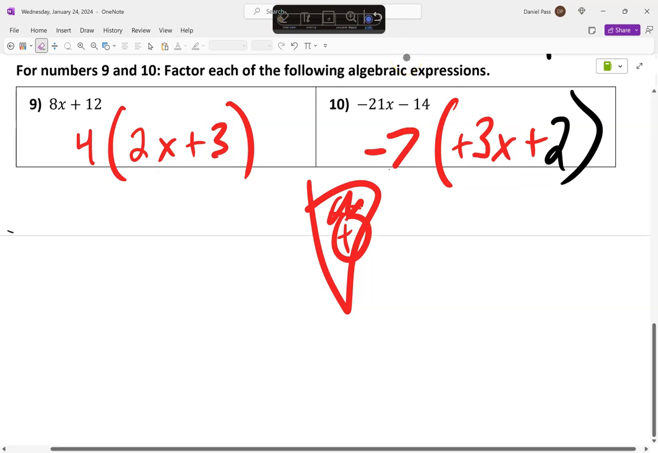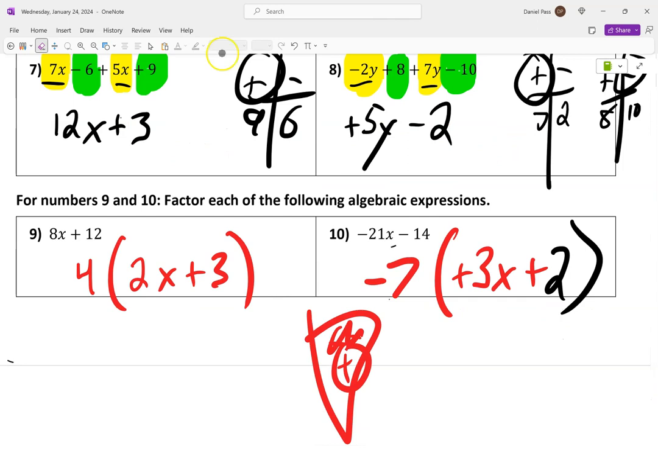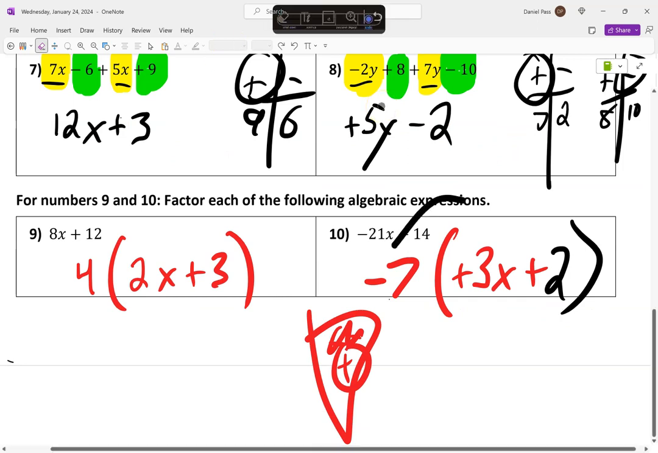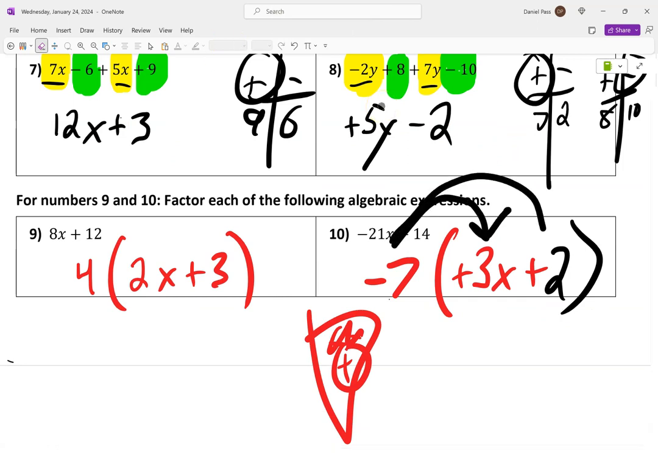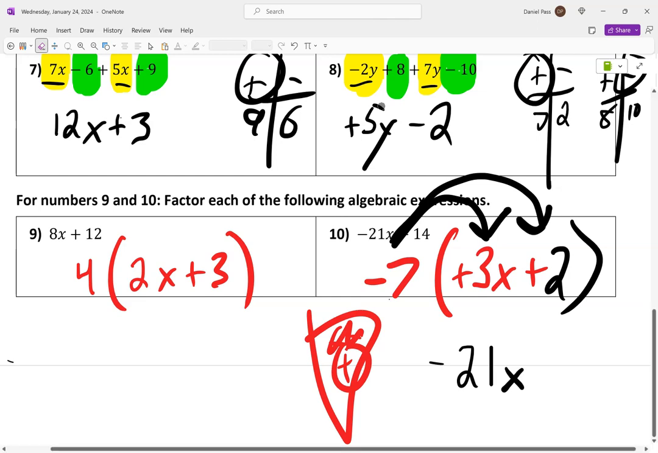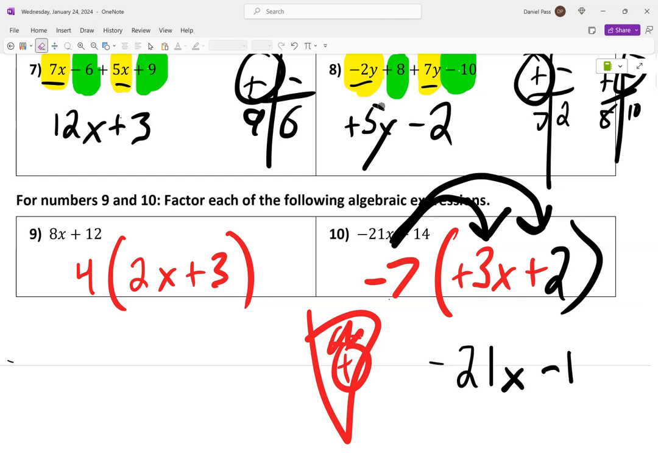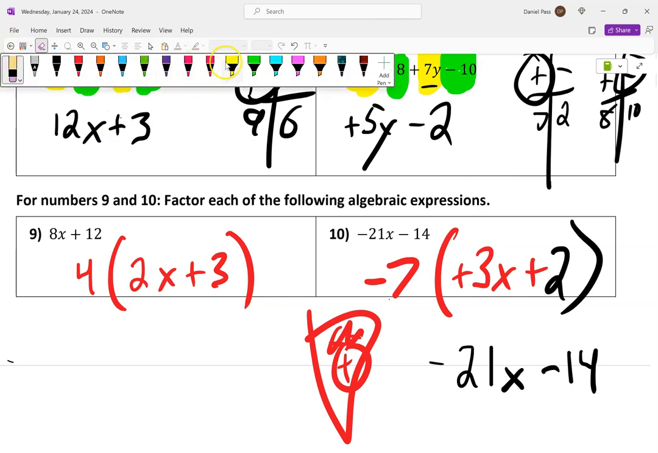All right, so we want to check to make sure that our answer is right. How do we do that? We distribute it, right? So we distribute this to see if we get back to the same problem. So negative times positive makes -21. Negative times positive makes -14. Was that negative? Yeah. So it went back to the original, so that means we did it right.